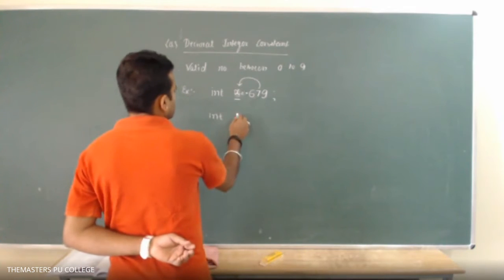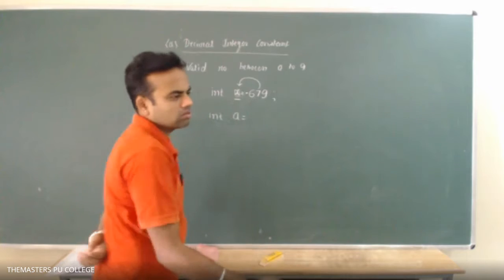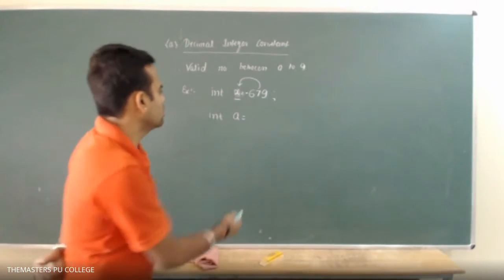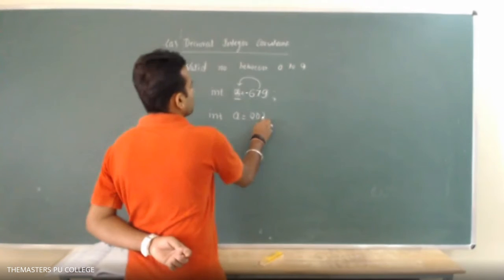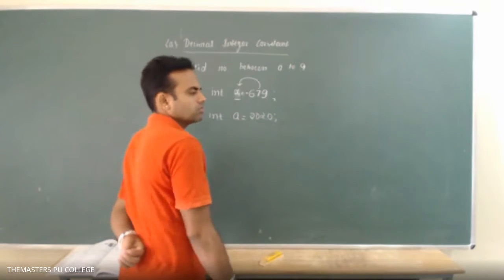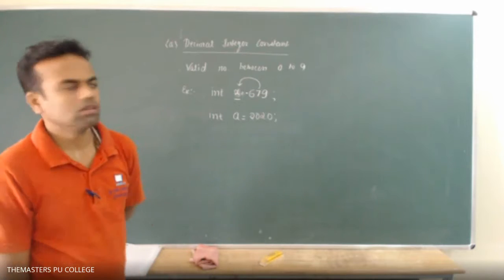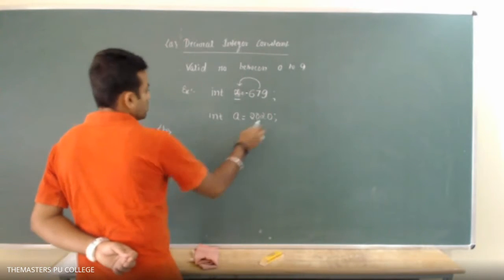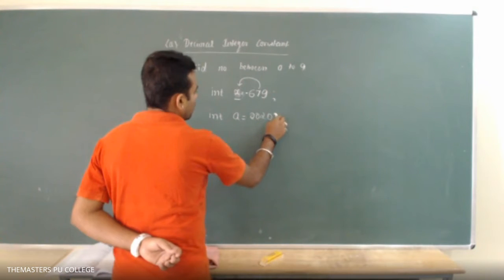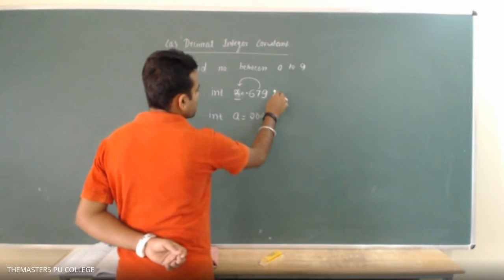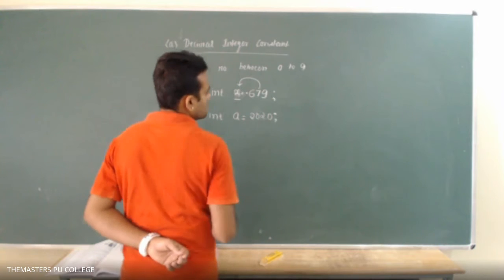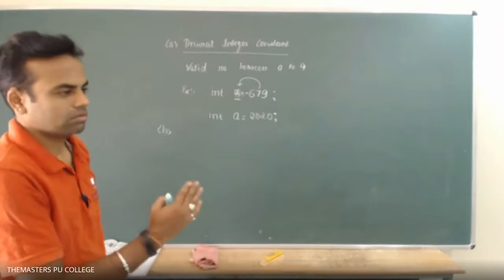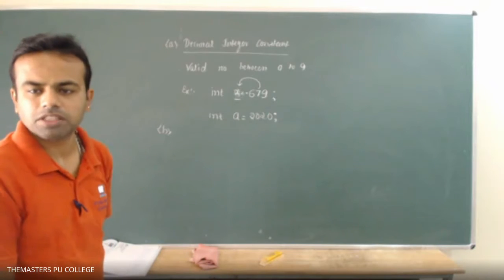Next, integer a, you can give any value, negative or positive, say 2020. Can I store this value? Yes, this is a decimal integer constant. Next, the semicolon must be at the end. All C and C++ statements will be ended with a semicolon, which is the termination.